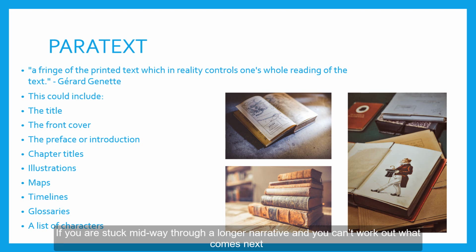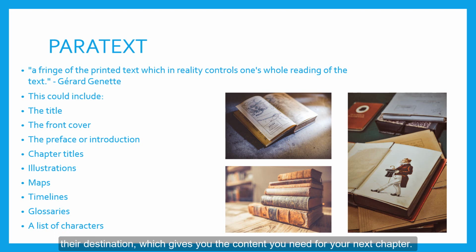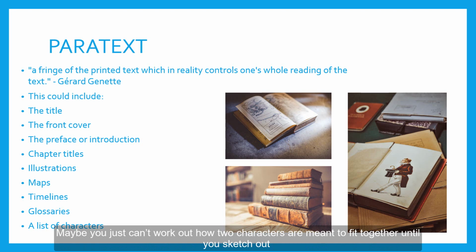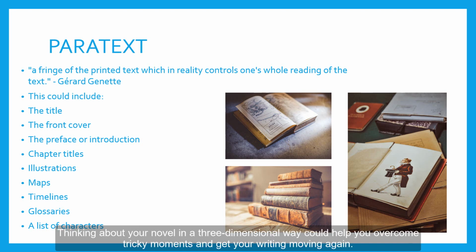If you're stuck midway through a longer narrative and you can't work out what comes next, it can be refreshing to take a step back and think about all the things that might contribute to the finished book. Drawing a map of your fictional world can be an excellent way to stretch your world-building skills. And you might discover there's actually a mountain range your heroes must cross to reach their destination, which gives you the content you need for your next chapter. Maybe you just can't work out how two characters are meant to fit together until you sketch out a rough timeline or family tree and you discover that they could be long-lost relatives. Thinking about your novel in a three-dimensional way can help you overcome tricky moments and get your writing moving again.